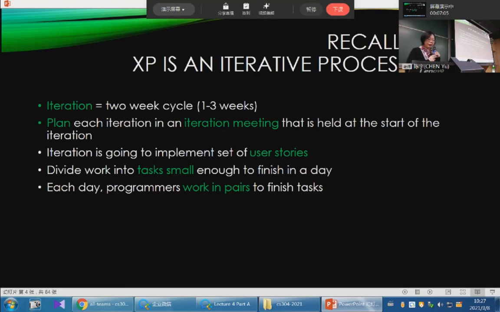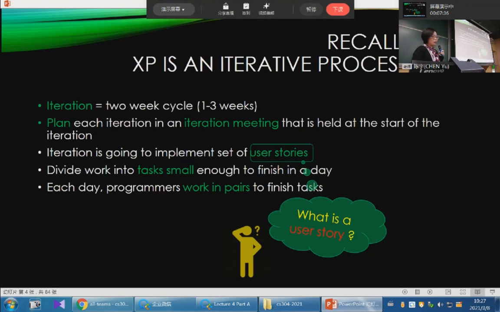So there are several concepts that we have talked about. Last week, we mainly covered pair programming and its benefits. And then iteration planning, you are actually doing in your project proposal. And then what you're going to implement is something like a user story. I think I started talking about user stories in the last few minutes of the previous lecture, but not really in detail. So what is a user story?